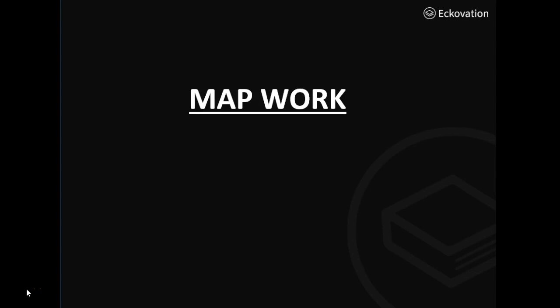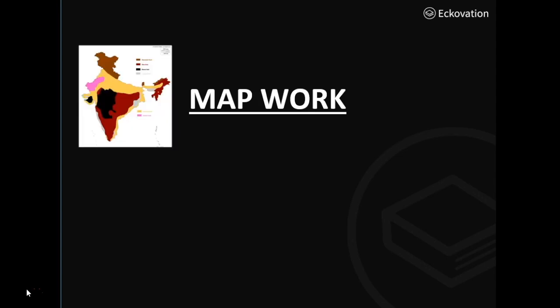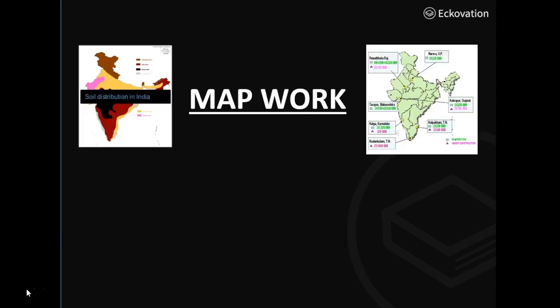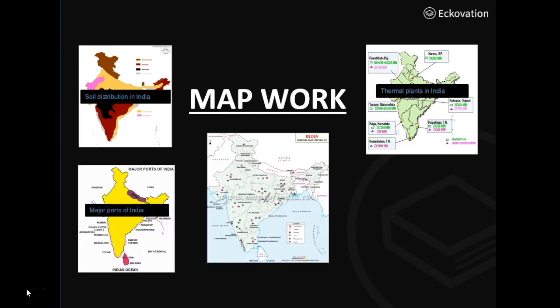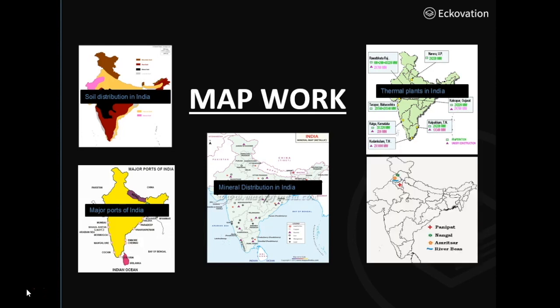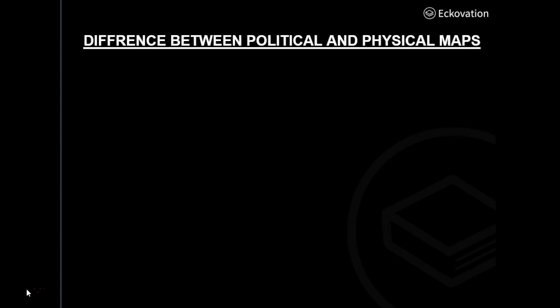While attempting questions during your board exams or civil service exams, you will come across map work questions which are generally about different soil types of India, thermal plants in India, major seaports of India, mineral distribution of India, or locating the major historical places in India. Such map work questions can easily fetch you 5 to 10 marks, but before attempting such questions, one has to be clear about the difference between the political and the physical map of India.